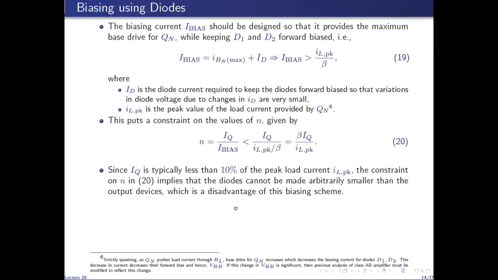So this is a disadvantage of this biasing scheme, that it puts a constraint on the maximum base drive. The relation between the biasing current and maximum base drive puts a constraint on the size of the diode relative to the size of the output devices.